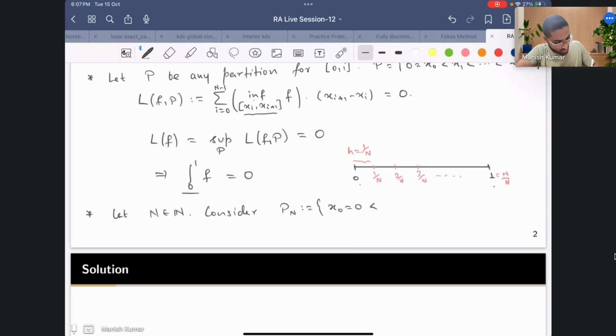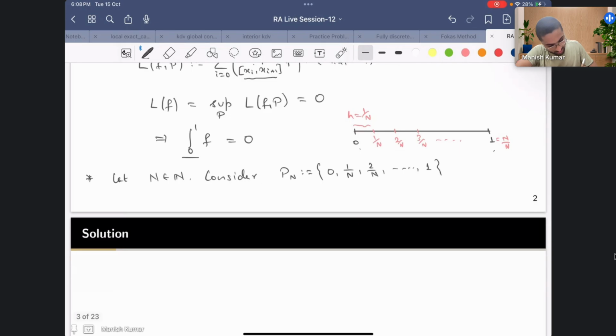Maybe how should I write? Okay, I'll just write this directly, 1 by n. So sorry, first include 0, then 1 by n, 2 by n, dot dot dot till 1. Okay, so this is the partition.